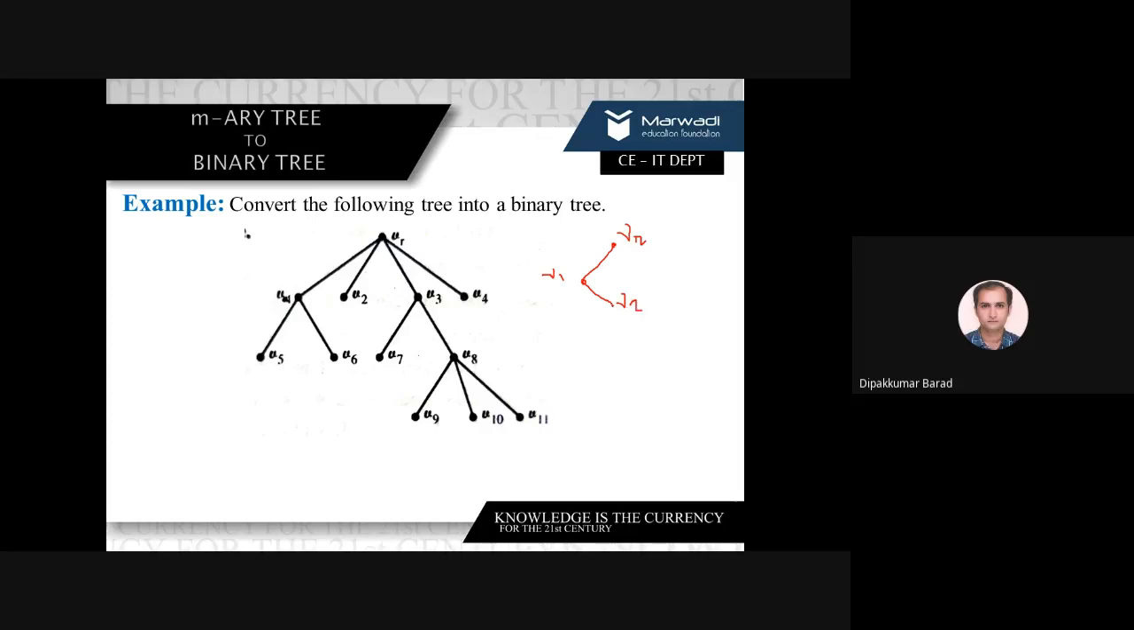Again, on the right side of V2, V3 is a sibling, so V3 is the right child of V2 in the binary tree. Then V4 is also a sibling, so it is the right child of V3.